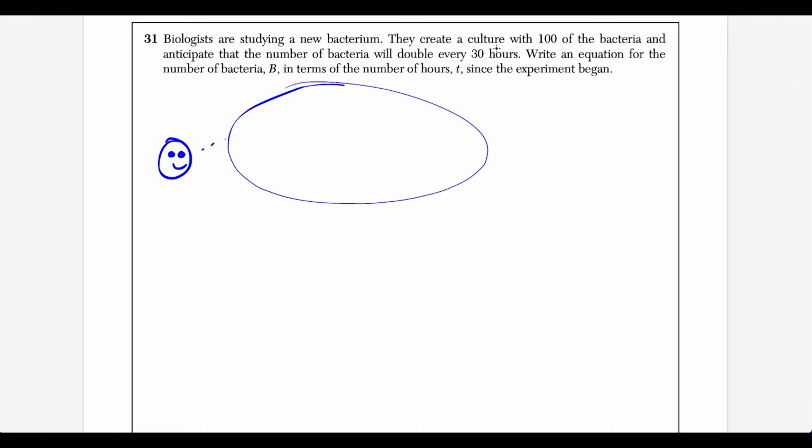So we have biologists, and they're looking at bacteria. There's 100 to start, and then every 30 hours, the amount of bacteria is going to double. So it's going to go 200, then 400, and so on like this. We need to write an equation, or we could say a function here, b of t, where t represents hours and b represents the number of bacteria, t hours since the experiment began.